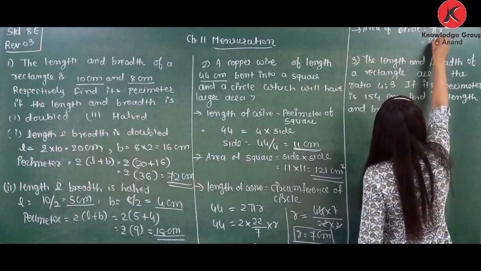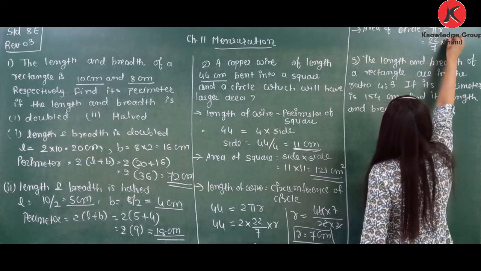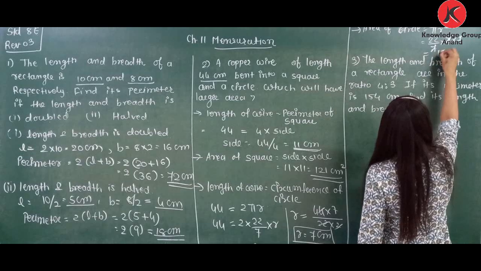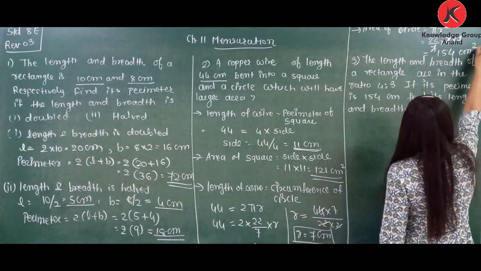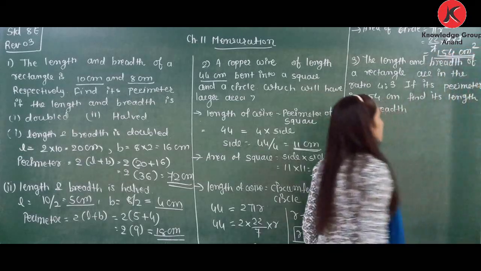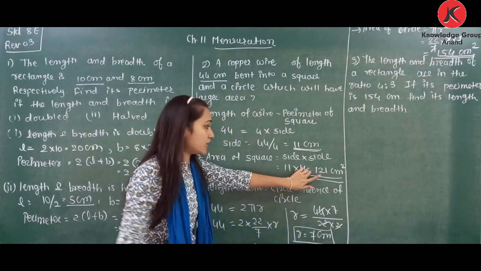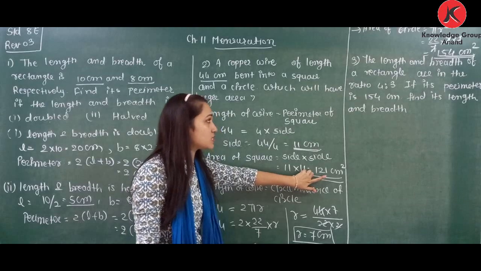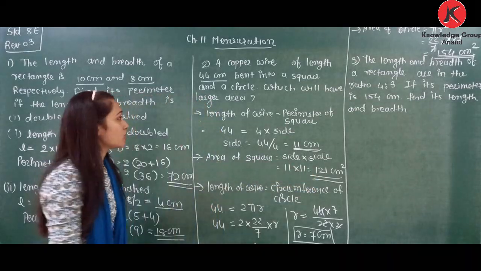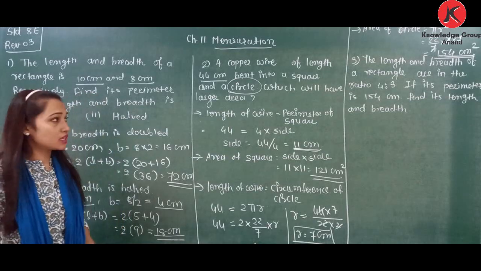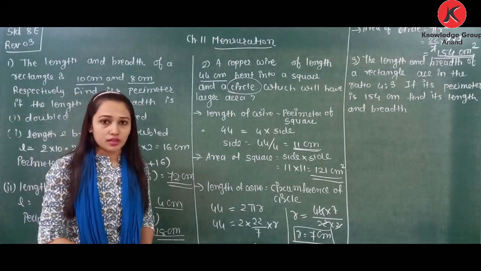So 22 by 7, radius is 7 multiply 7. So that is 154 centimeter square. Now this is the area of the circle, 154 centimeter square. This is the area of the square, that is 121 centimeter square. So which has a larger area? Circle has larger area. So in the last you can write that circle has larger area.